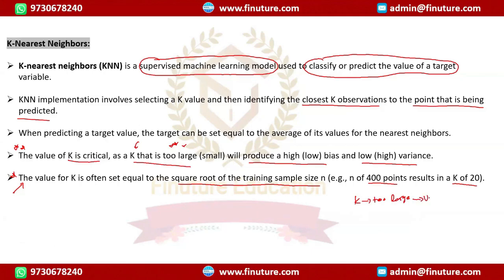So if k is too large, you may end up with the problem of underfitting. When I say underfitting, that is high bias, low variance, that is your model is quite simple. And when your k is too low, then you end up with the problem of overfitting, high variance and low bias. So you need to remember this point.